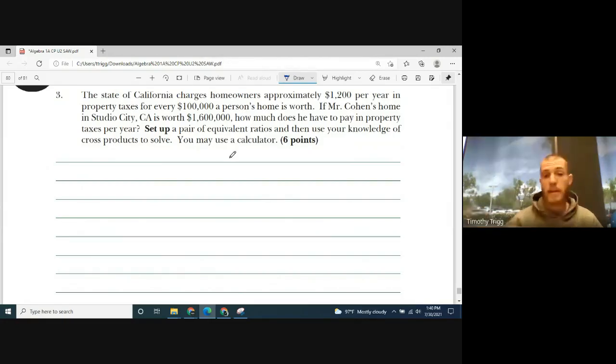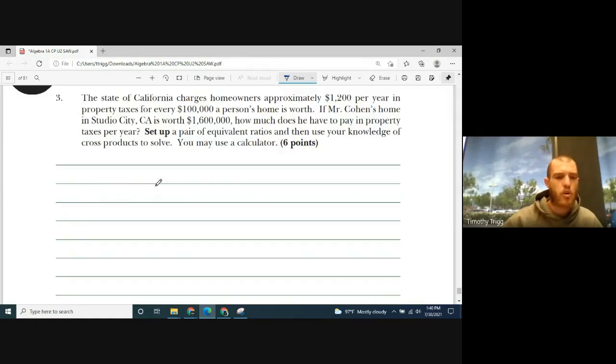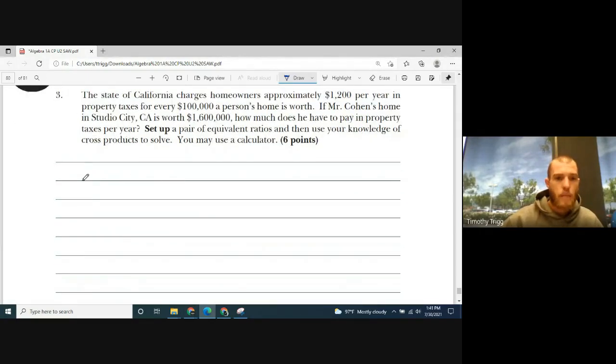By the way, in my opinion, for the rest of this class, you should be able to use a calculator. So if you have a calculator, feel free to use it. But let's go ahead and see the proportion we're trying to make here. So you would have to pay $1,200 in taxes for every $100,000 that your home is worth. Okay, so notice this ratio that we're putting here is taxes over the house property.